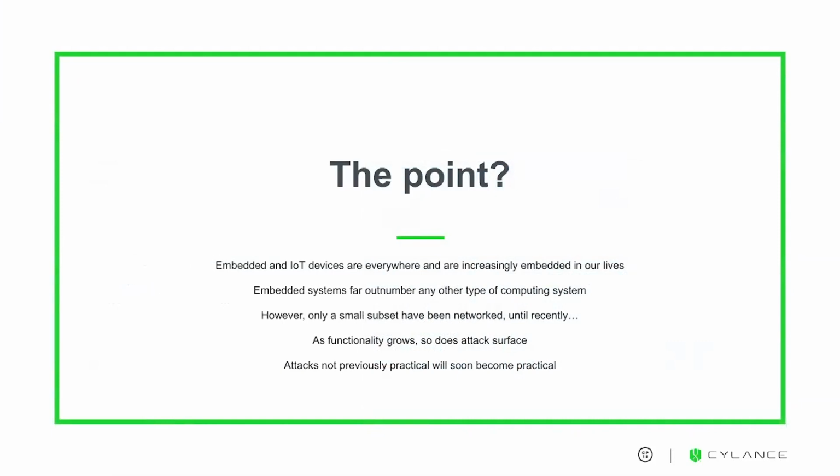Embedded in our lives. They really far outnumber any other type of computing system, by orders of magnitude, really, but only a small subset of these, as I've said, have been networked until recently. So as this functionality grows, thus does the attack surface, and this is always true. The definite truism in computer security is that as functionality grows, so does the attack surface, and we are seeing a significant growth in functionality here, especially network facing.